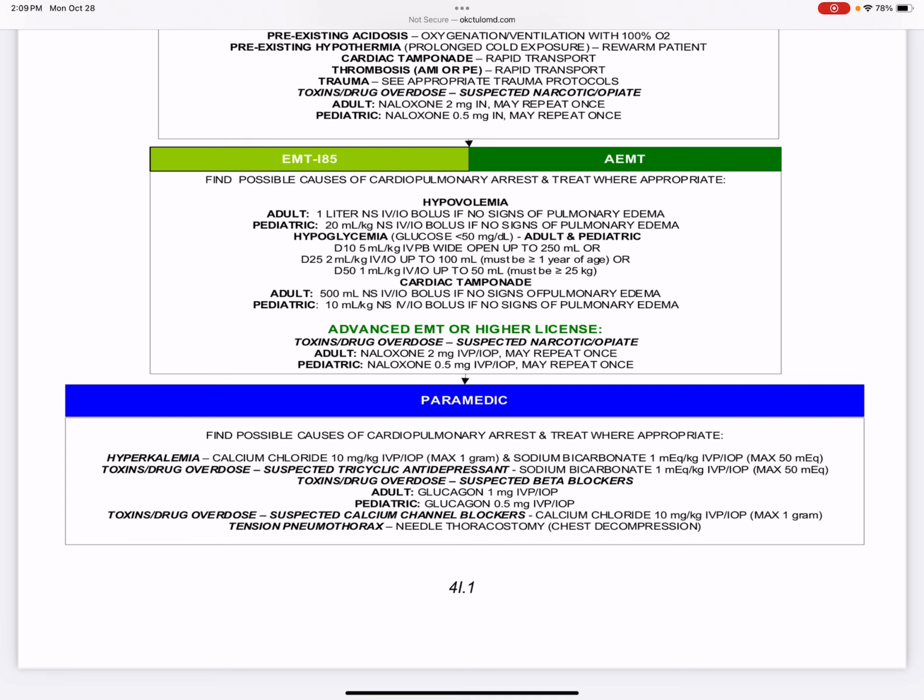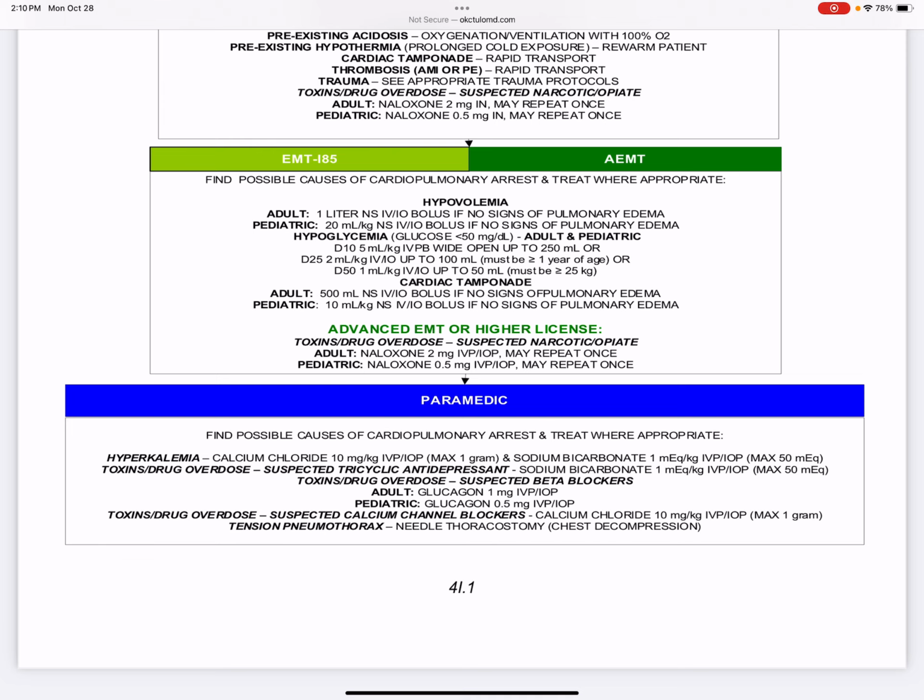If you're not familiar with tricyclic antidepressants, I encourage you to Google a couple of them, and you'll be very surprised at the amount of people that you've run on that say they're on this medication, and it is a tricyclic antidepressant. So that's your sodium bicarb, 1 milliequivalent per kilogram. For suspected beta blocker overdoses, that is going to be glucagon, and it is 1 milligram IV IO push, or for pediatrics, it's going to be 0.5 milligrams IV IO push.